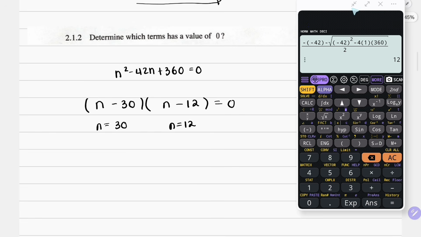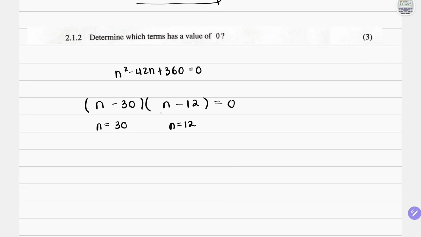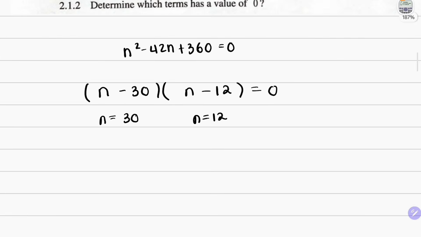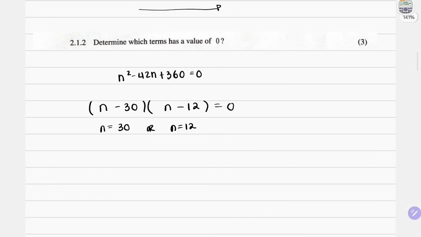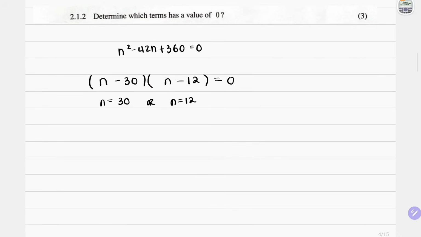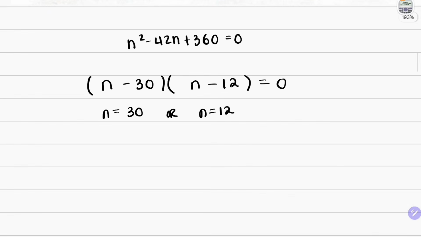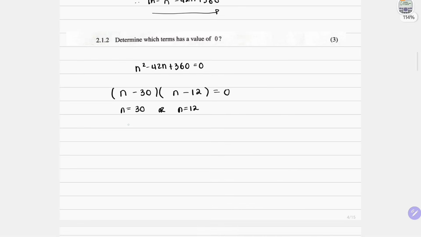Okay, so that's what we would have done in order to solve for n. We would have said this is equal to 0 and transposed that negative 12. Okay, so these are our two values. n is equal to 30 or n is equal to 12. These are answers and they are both valid. The reason they are valid is because they are not negative, neither are they fractions. So that is our answer. And moving on to the next question.